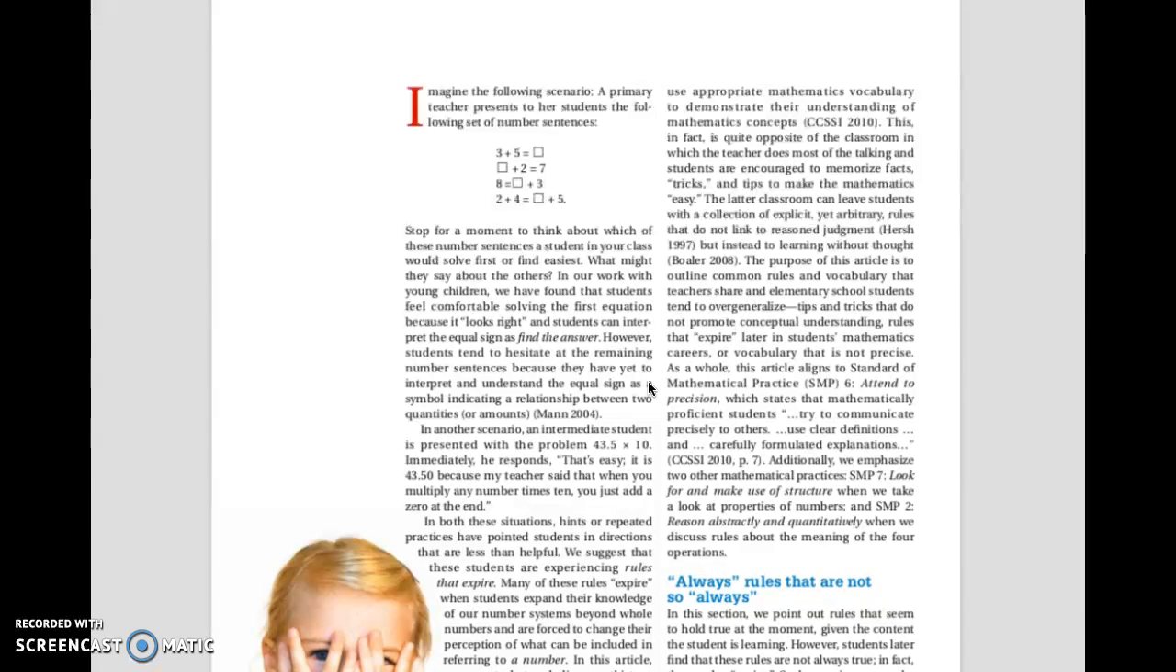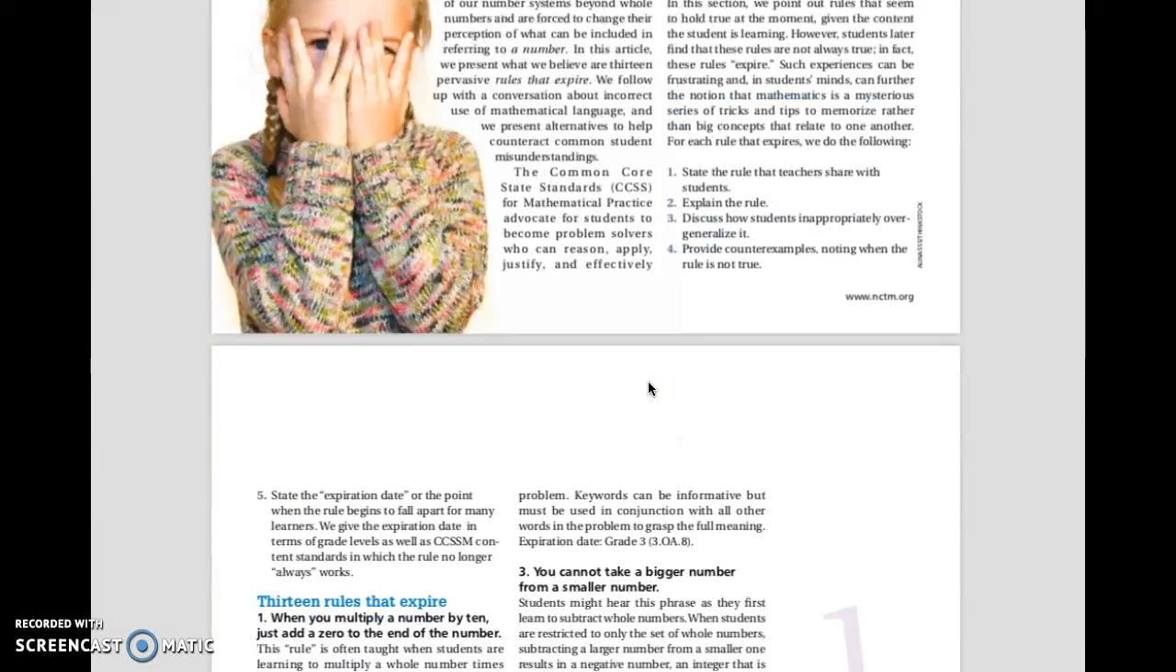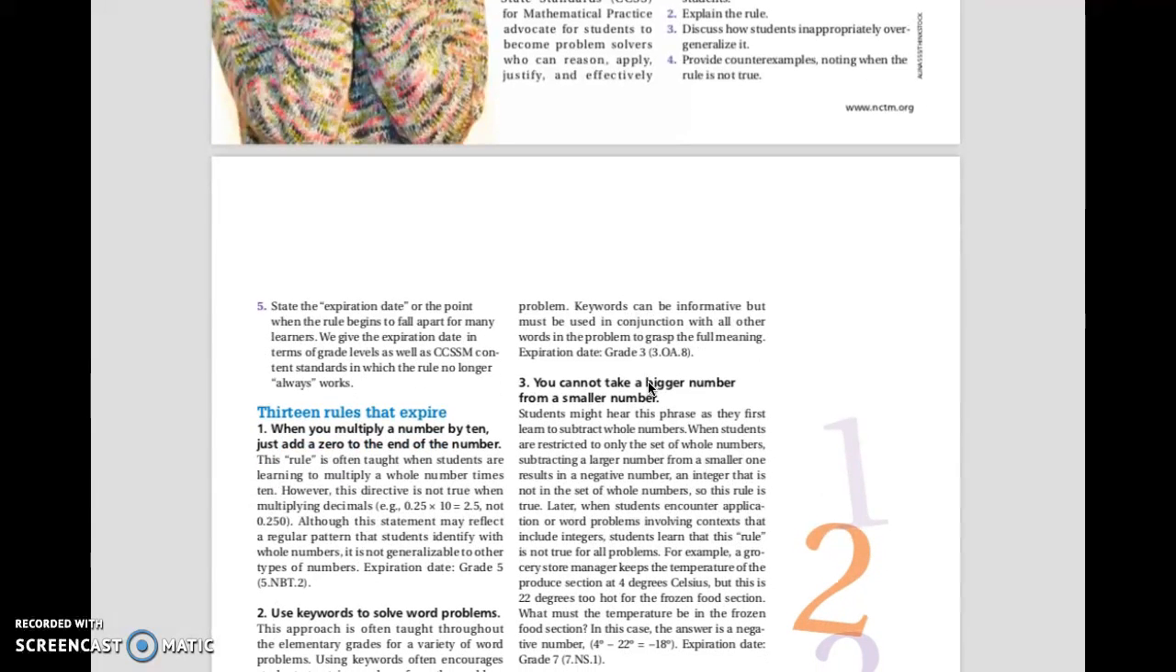So from the get-go, children are learning that when they multiply something by 10, and it's a whole number, they add a 0 on the end. If it's with a decimal, they're moving right. But do they really understand why that's the case? And do they understand that it's not the same when it's decimals and whole numbers? This article suggests that this type of rule expires as students expand their knowledge of number systems beyond whole numbers and then are forced to change their perception. The remaining pages highlight 13 rules that do expire as students gain stronger understanding of mathematics.